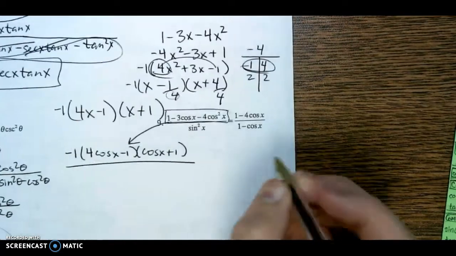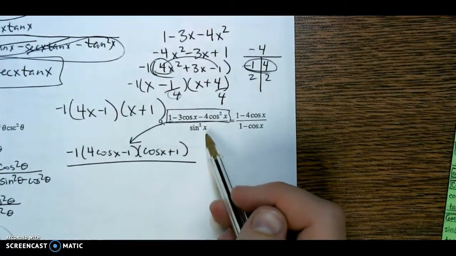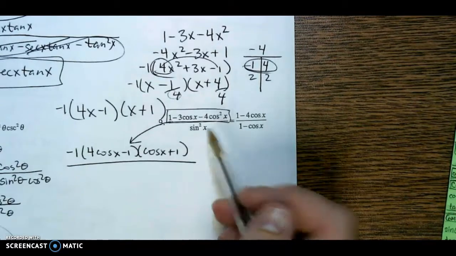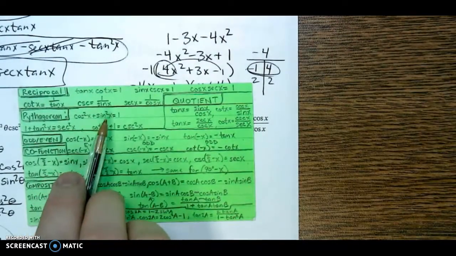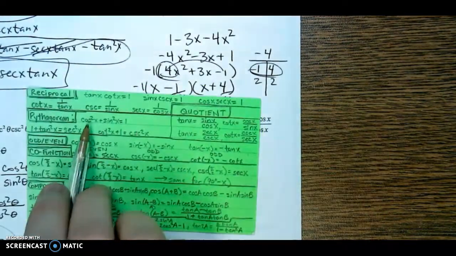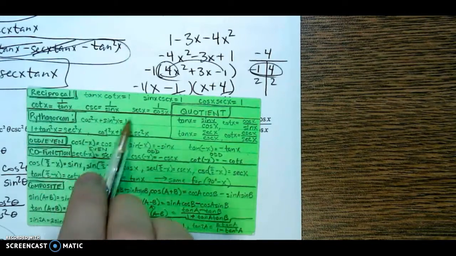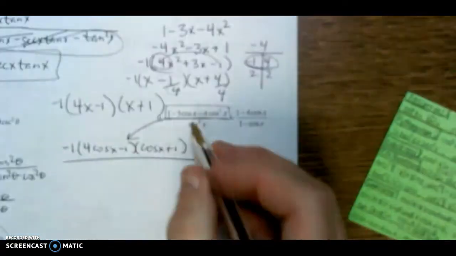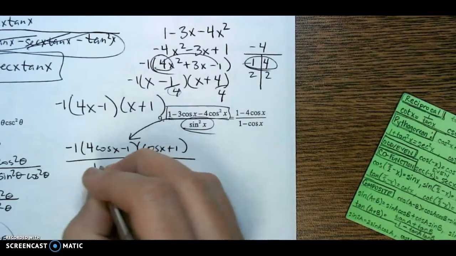And then on the bottom, I don't want sine squared. I want something compatible. So I'm going to change this into its Pythagorean property. If you look at cosine squared plus sine squared is 1, I can subtract cosine squared to the other side to get sine squared by itself. So 1 minus cosine squared is what the bottom will change into.